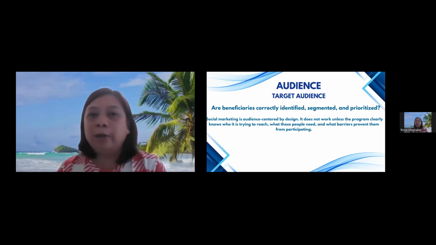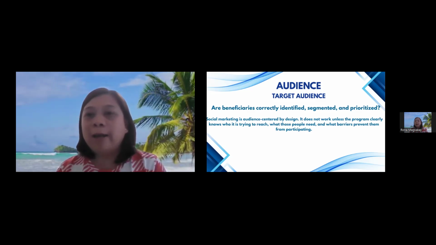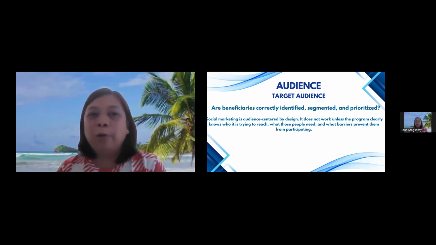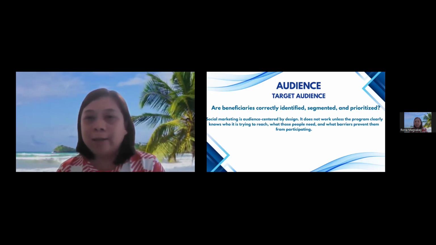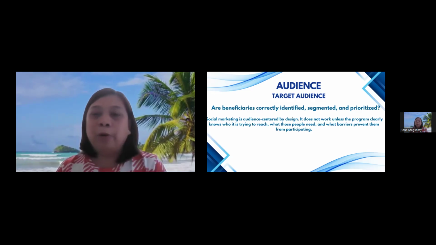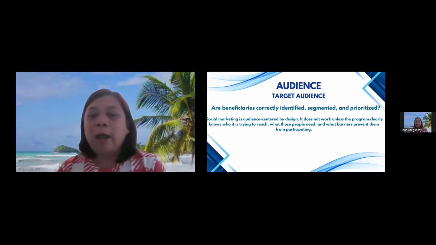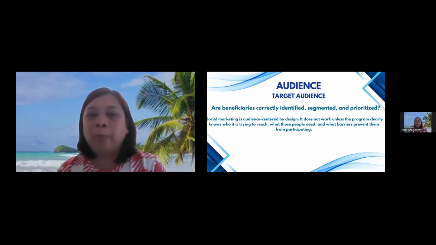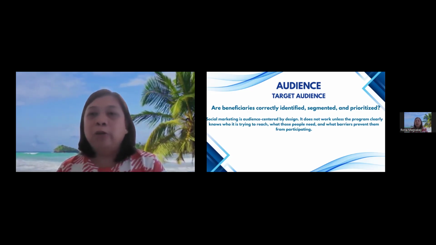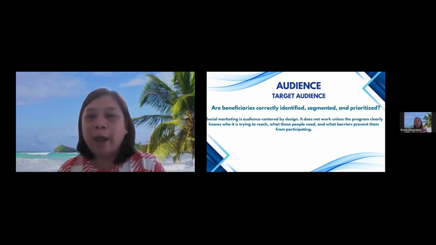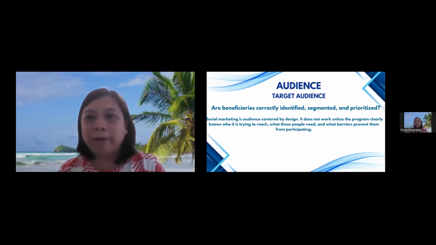Social marketing is audience-centered by design. It does not work unless the program clearly knows who it is trying to reach. Like what I said, you need to know your audience or your target audience or else your program will not be effective. You should also know who are those people and also the barriers that prevent them from participating. Like in my report before, to know your stakeholders, you should know their attitude. You should know their behavior because they are your beneficiaries. Their participation is very important.